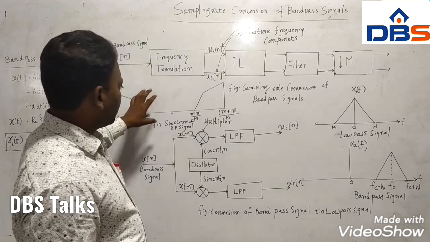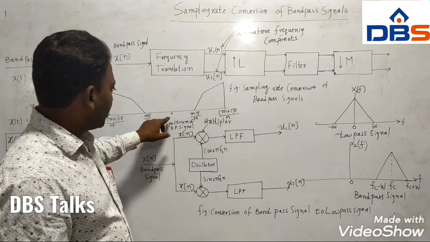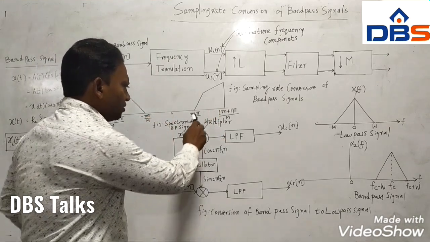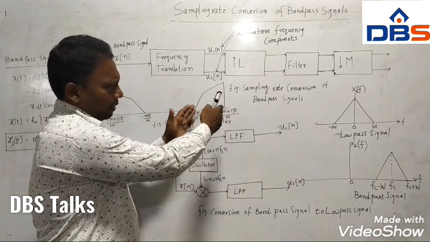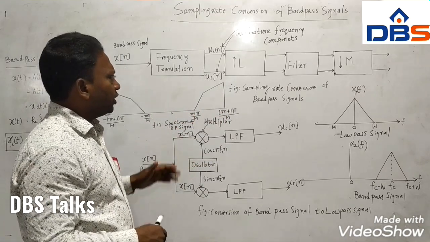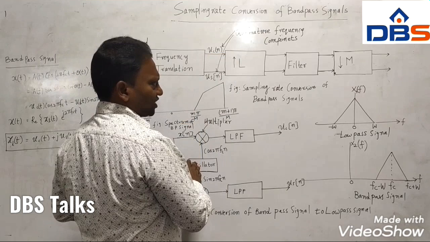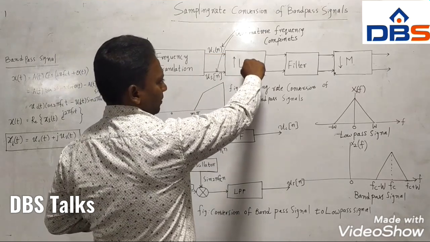Initially it is a bandpass signal, whose spectral components are not centered about the origin. This is 0, the origin, and this spectrum extends from m pi by M to m plus 1 pi by M. Therefore, here the signal is already converted to a low pass signal. After low pass conversion, we do the upsampling.